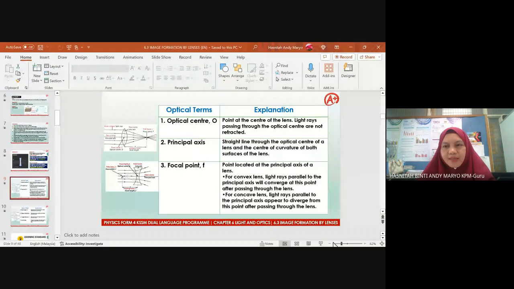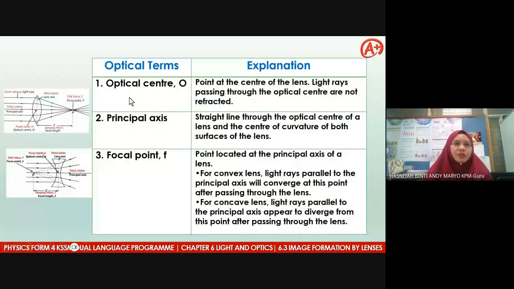Now let us continue with the second part. This is a table showing you important optical terms you have to know and understand very well if you want to do well for lenses. The first one is the optical center, students. The optical center is given the symbol O.